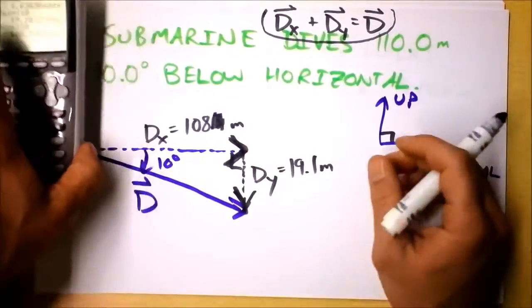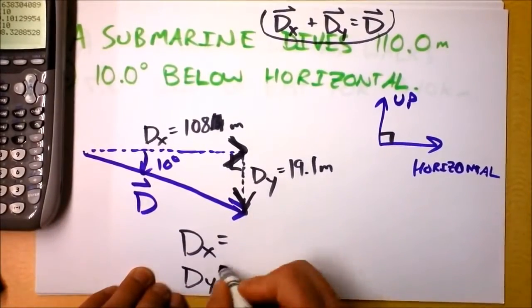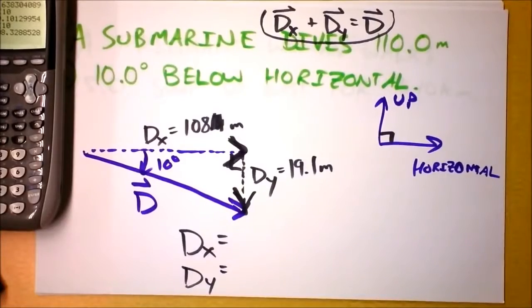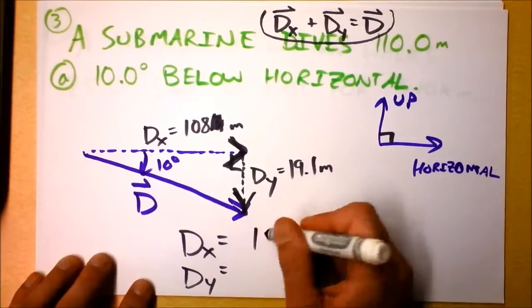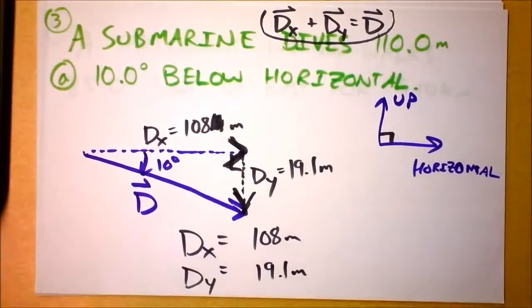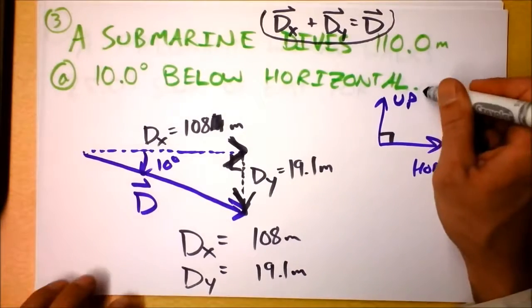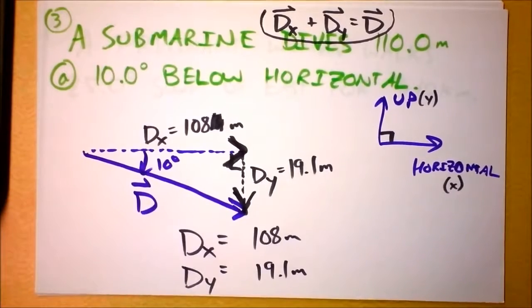Now, I need to write this more clearly down here. Dx equals, Dy equals, and we come upon our first particular problem. Here's a little problem. If I write down 108 meters and 19.1 meters, then I will have made a mistake. And that's because I defined up as y and horizontal as x. Can you find my mistake?